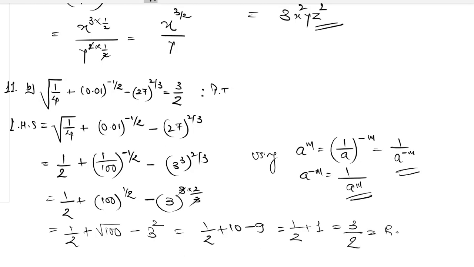Now write RHS because you have proved it. LHS is equal to RHS. Right? So in the end, you should also write hence proved.